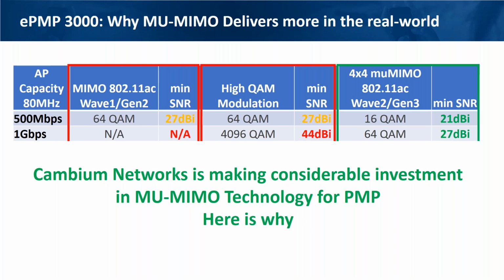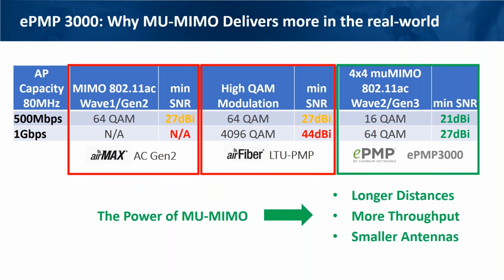So this is really an attempt to illustrate why we see that MU-MIMO is the technology to bet on. You'll continue to see that investment from Cambium Networks in MU-MIMO, and that will include both our ePMP 3000 AC product as we look forward to the future with 11AX, and of course already widely deployed with the PMP 450M. Again, MU-MIMO gives you longer distances, more throughput, and smaller antennas. So all good things if you're a WISP.